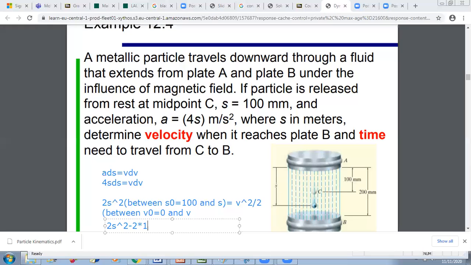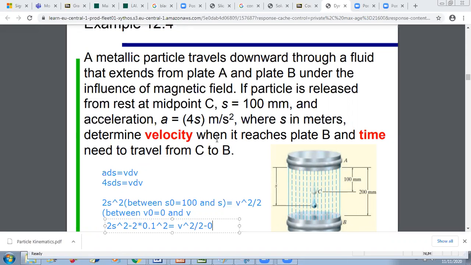Now please pay attention to something. They gave you a in meter per second square and S of C in millimeters. So please pay attention to convert. So I will not use 100, I will use 0.1 because I need to convert to meter. So minus 2 times 0.1 square, okay, equals, from the other side, V square over 2 minus 0 because V0 is 0. So here you got V as a function of s.